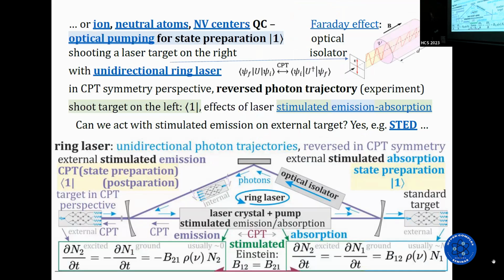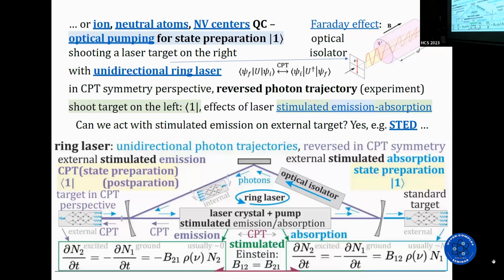So often you like to start with an excited state. So we have some optical pumping. For example, we use a laser to make it an excited state. Here is this so-called ring laser with optical isolator. Inside, the photons should travel in one direction. So in this setting, the photons should finally go here and excite this target. But if you look at this setting from CPT perspective, we believe that CPT symmetry is true. It would reverse the trajectory of photons, and now you should act on this target.